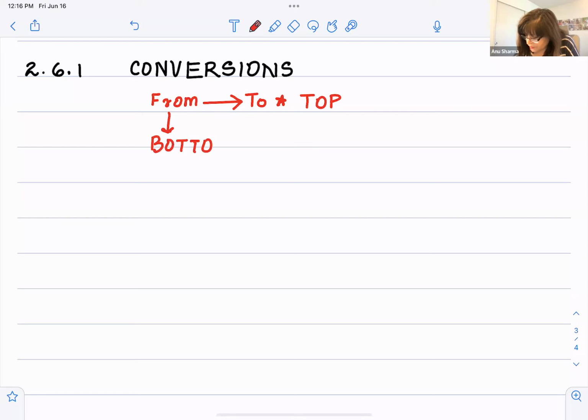And 2 is the top. Okay, so when you write them, these are basically fractions. So fractions, you will be given something, and this is some given units. Okay, so some given units are going to be here.